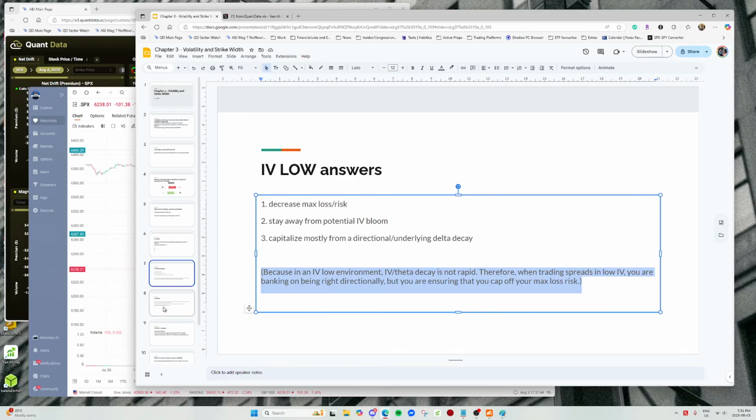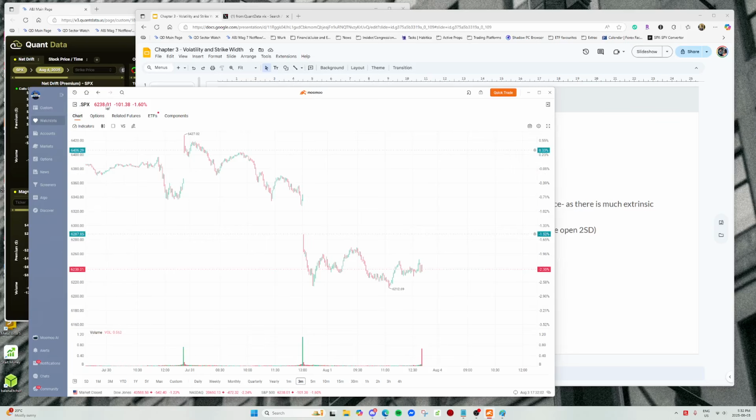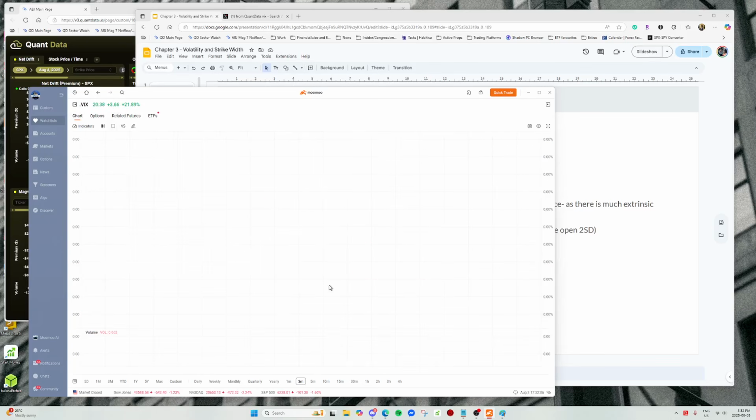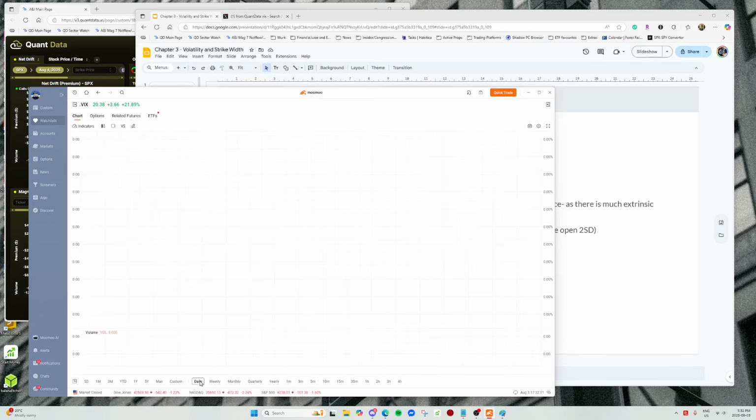Okay. IV high. When IV is high, we are given the opportunity to sell very far away from current price, as there's much extrinsic value in the options contracts. Right? Refer to VIX drops. That's my little note there. So I'm going to refer you guys to the VIX drops. Take a look at the VIX. We're going to do it on a daily.